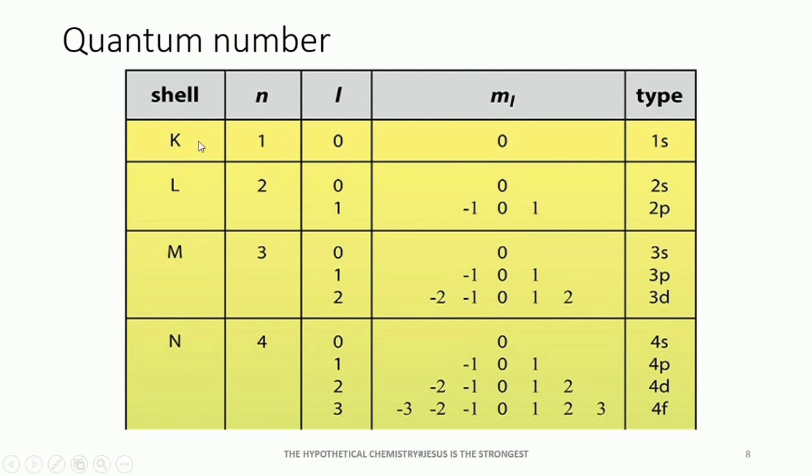So we've learned that the principal quantum number is n, which starts from 1. When the principal quantum number is 1, the shell in question is K, which is the first shell. When it is 2, the shell in question is L, which is the second shell. When it is 3, we are talking about the third shell, which is M. When it is 4, we are talking about N, which is the fourth shell.